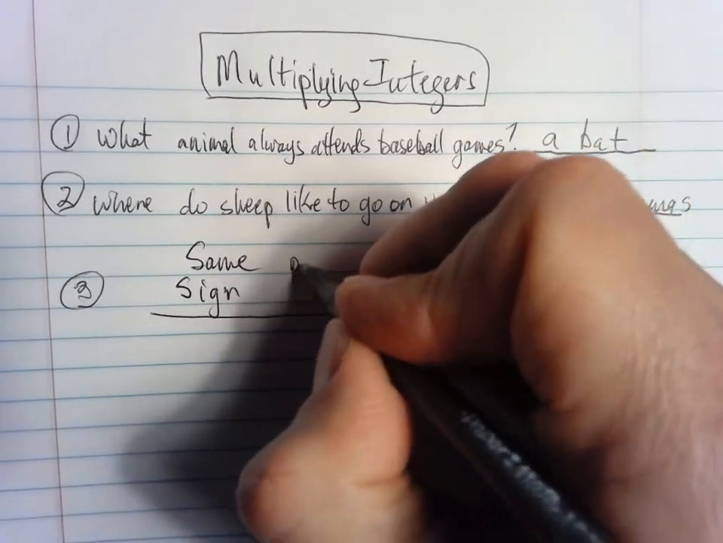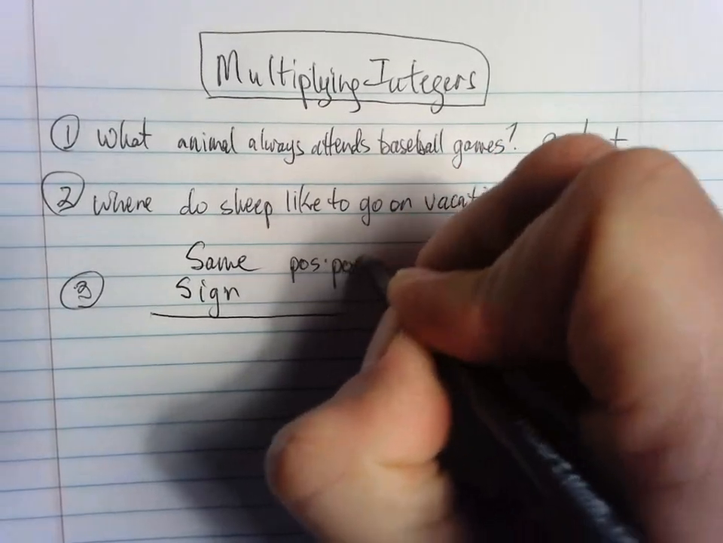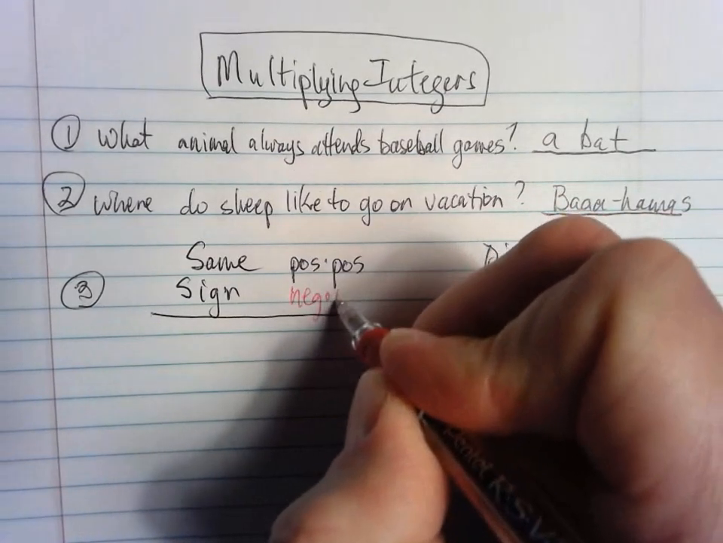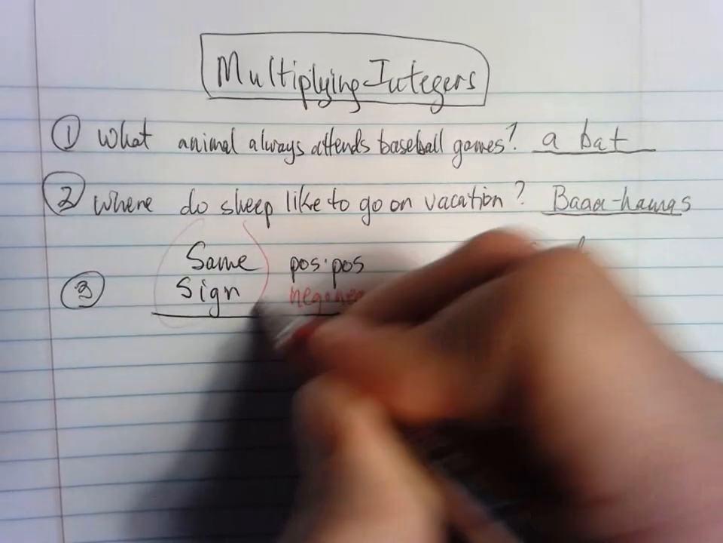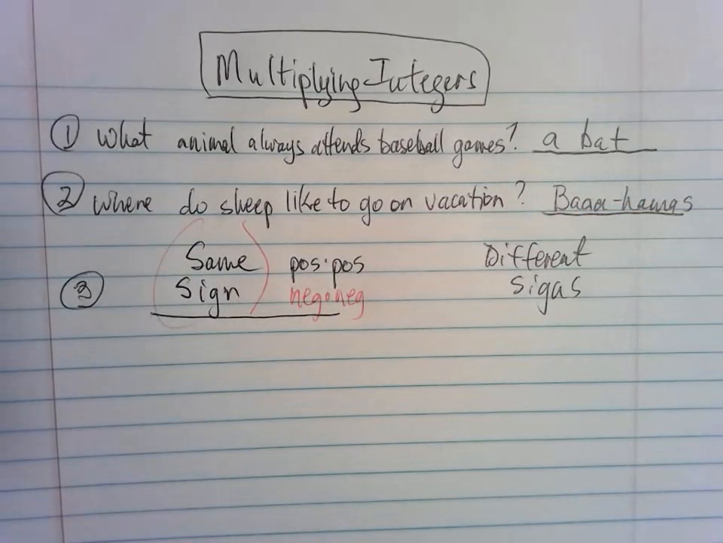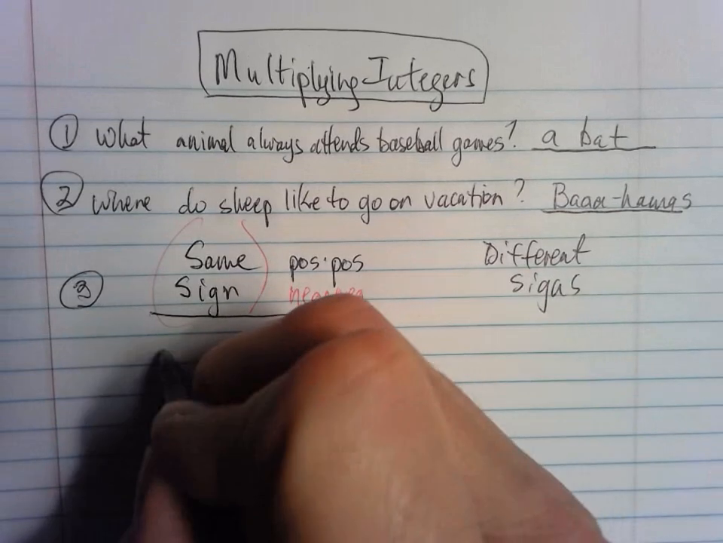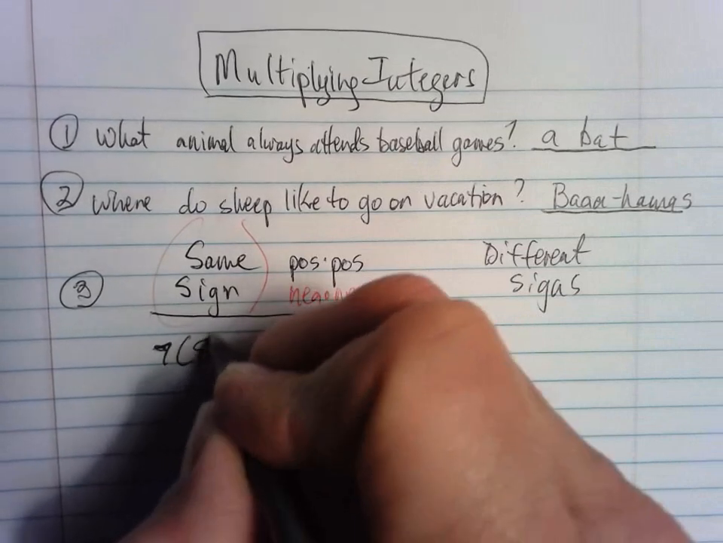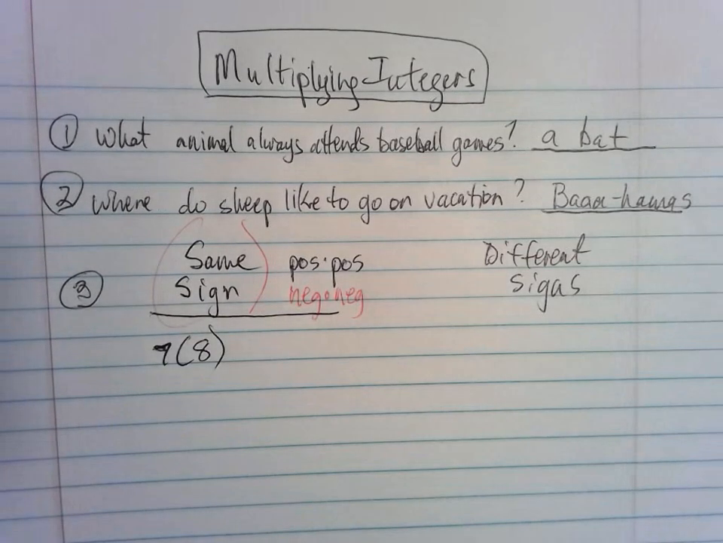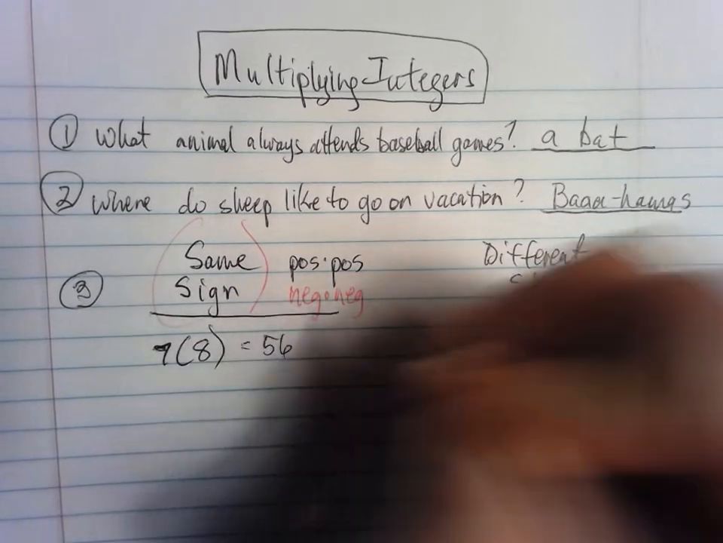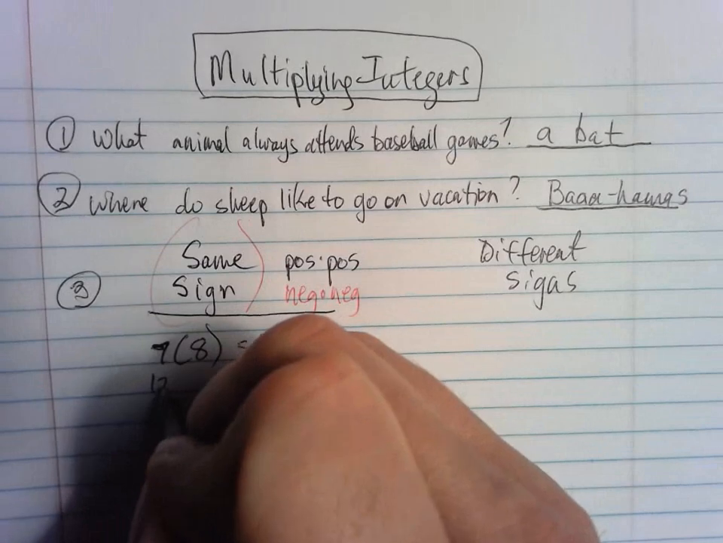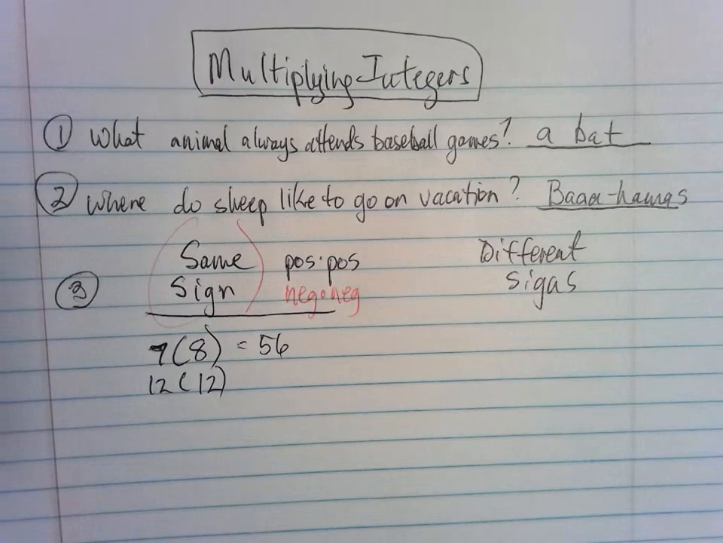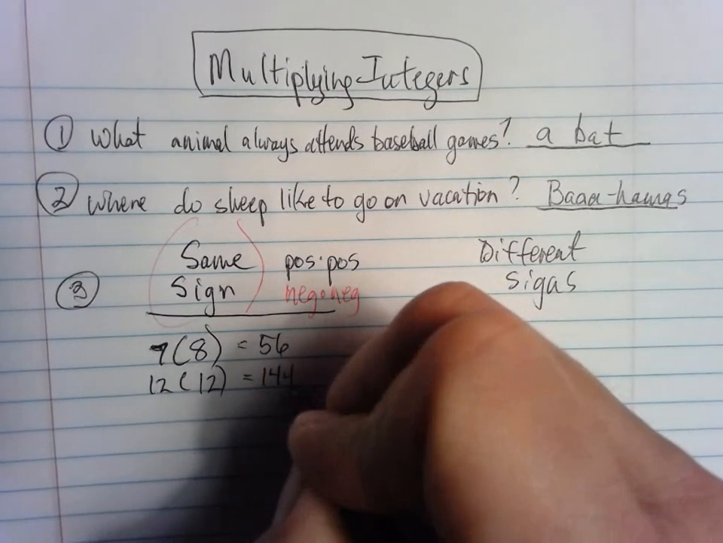That would be a positive times a positive, which I'm going to put in black, or a negative times a negative. So if they have the same sign, it's positive times positive or negative times negative. We'll do some basic ones to get back in the hang of it. 7 times 8, a positive 7 times a positive 8, gives you positive 56. Or 12 times 12, positive times positive, gives you 144.